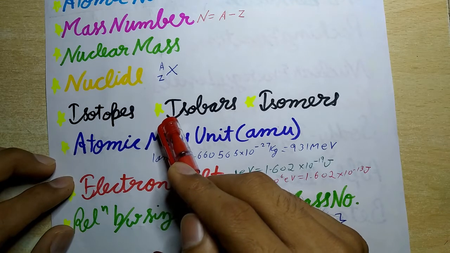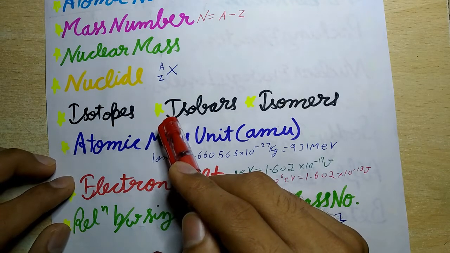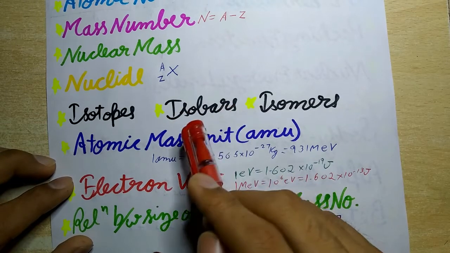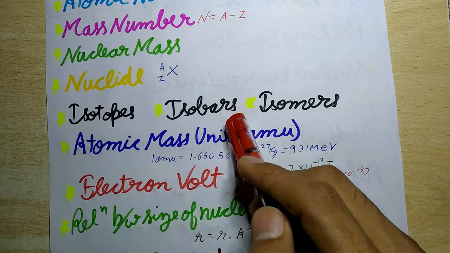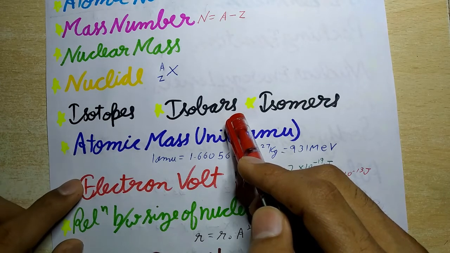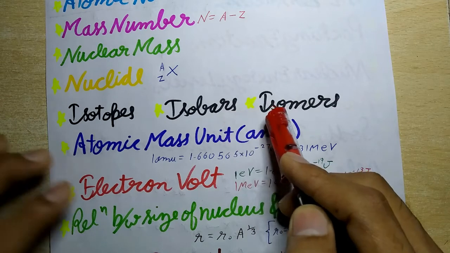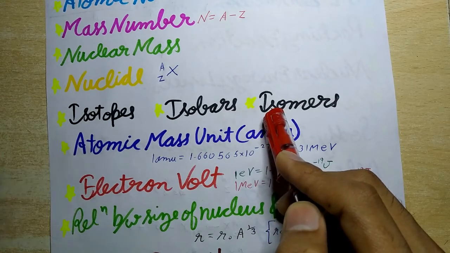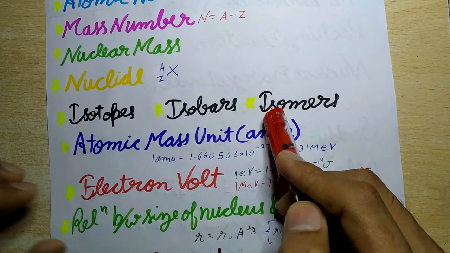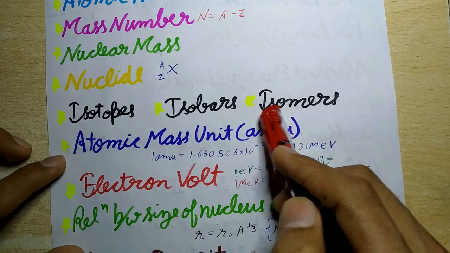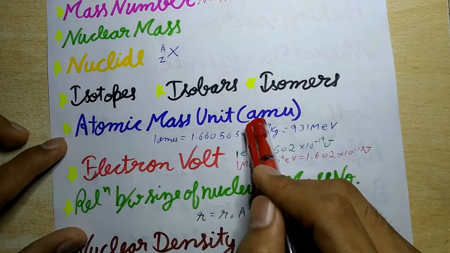Isobars: the atoms of different elements having different atomic number but having the same mass number are called isobars. And one more thing, isotones: the nuclides having the same number of neutrons are called isotones. Now isomers: these are the nuclei with the same atomic number and same mass number but different in energy states.